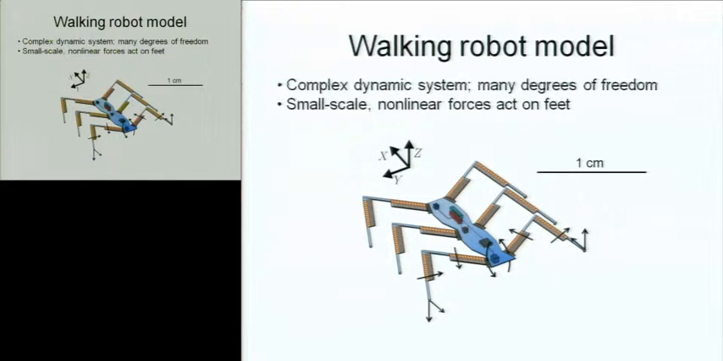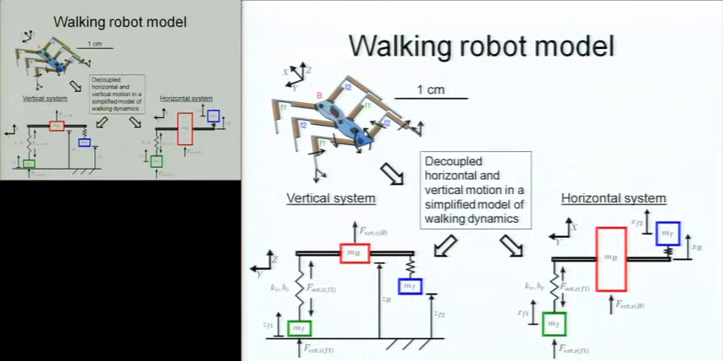First, we look at a conceptual design for a walking microrobot. This is a complex dynamic system with many degrees of freedom. In addition, there are nonlinear foot-ground interaction forces that become significant at this small size scale. In order to more easily analyze this walking robot, we make several simplifying assumptions.